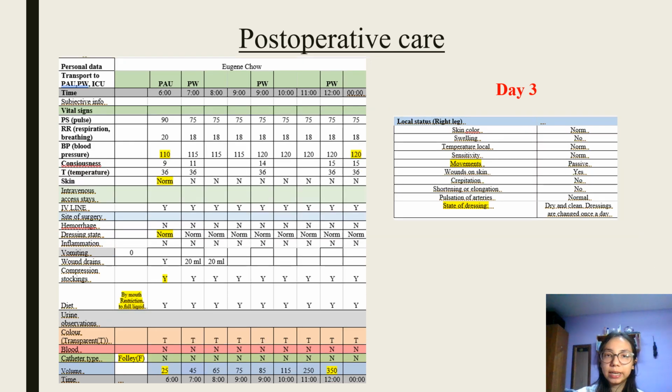For day 3 of post-operative care, everything seems to be normal. Diet with mild restriction to full liquid was given, and the Foley catheter has been completely removed since day 2. In local status, the movement is still passive, and the state of the dressing is dry and clean, and it is also changed once a day.